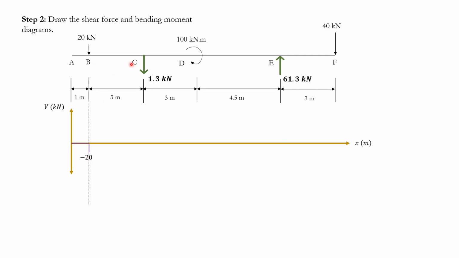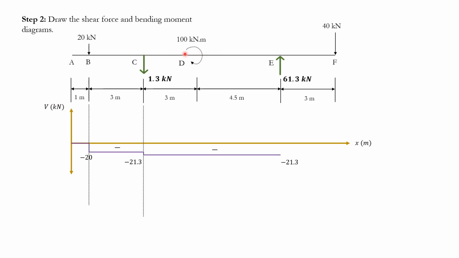And then from B to C, no loads. Okay, continue. At C, we have to go down by 1.3. So here, we go down by 1.3. Now we have negative 21.3. And again, from C to D, nothing, so we just continue again. But also from D to E, there's nothing, right?